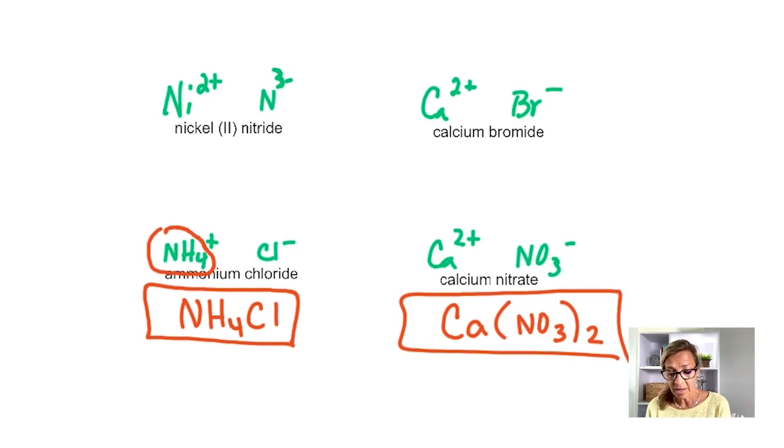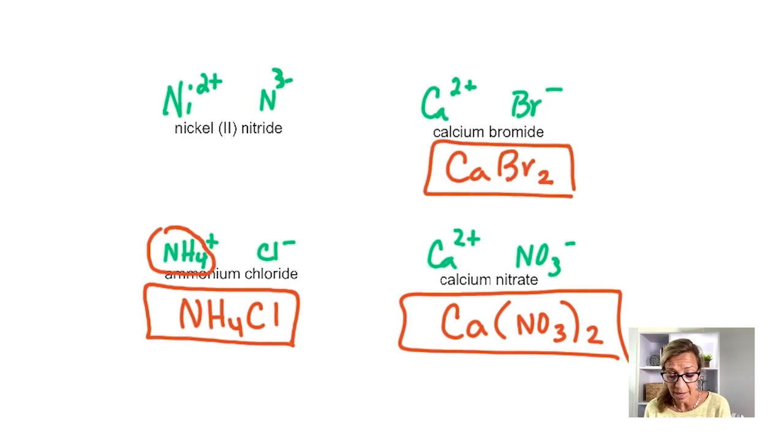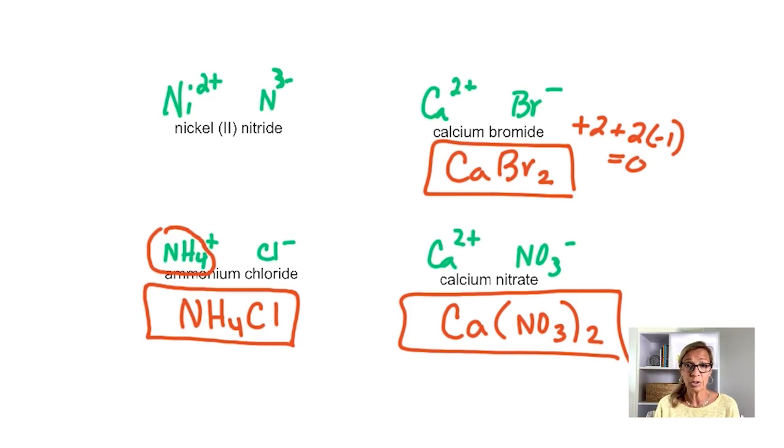Calcium bromide, well, I've got a +2 and a -1. So 1 calcium and then 2 bromides. That'll add up to 0. Here's your check. Here's your algebra check. +2 plus 2 times -1 equals 0. That's what you're doing in your head. These are simple integers that you can add up in your head.